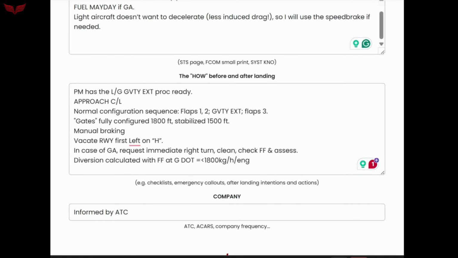Manual alternate braking with anti-skid, vacate runway first left on hotel, and in case of go around request immediate right turn. If we consider diversion, we clean and check the fuel flow, then assess the situation. Diversion was calculated with fuel flow at green dot with equal or less than 1,800 kilograms per engine. Company was informed by ATC.